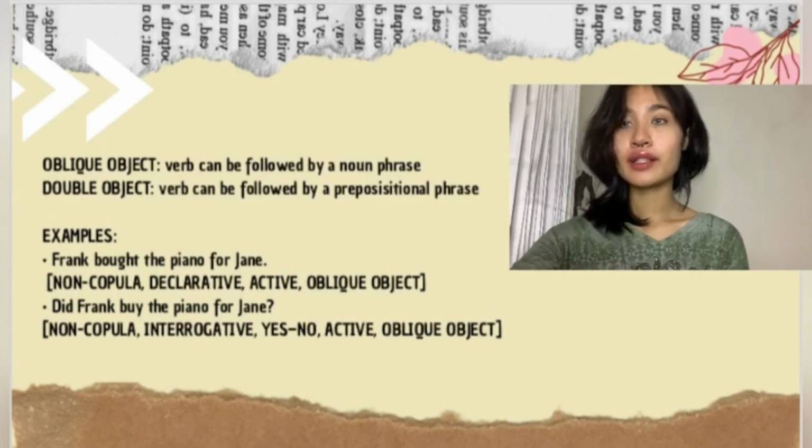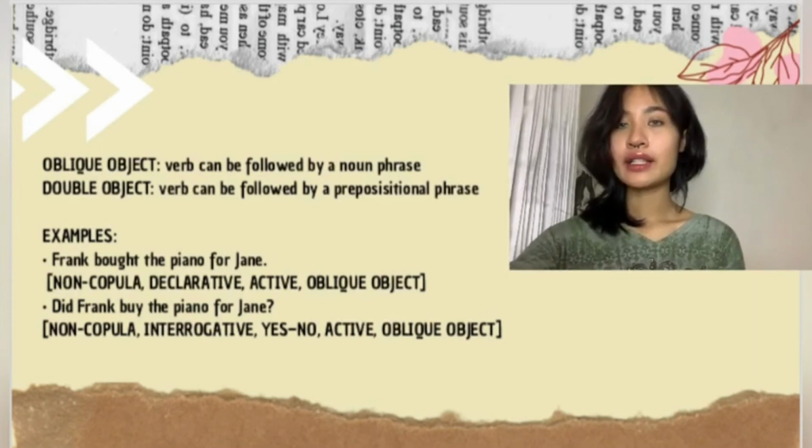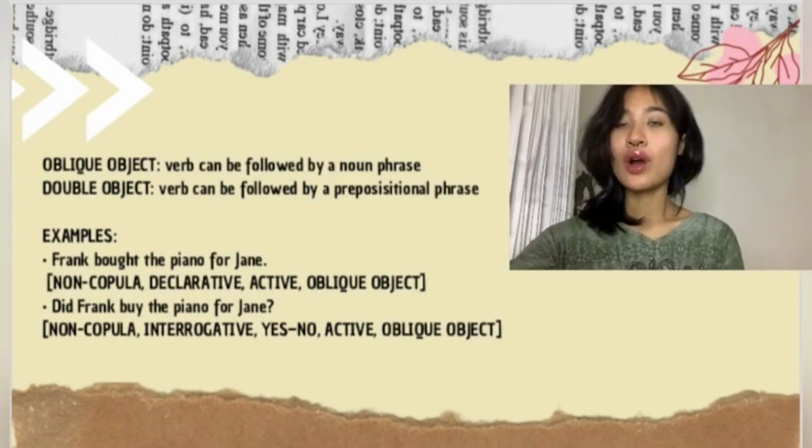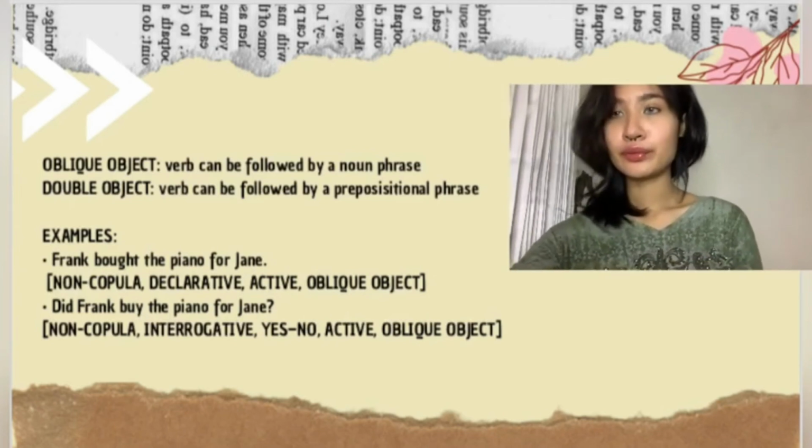Interrogative constructions can be oblique object, as in the example, did Frank buy the piano for Jane? Or double object, as in the example, did Frank buy Jane the piano?